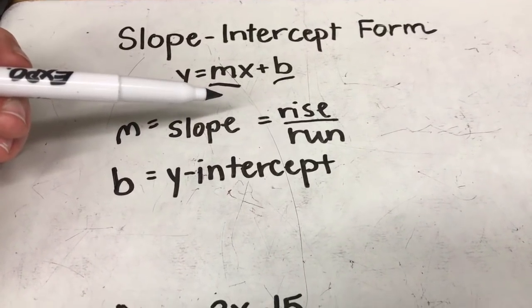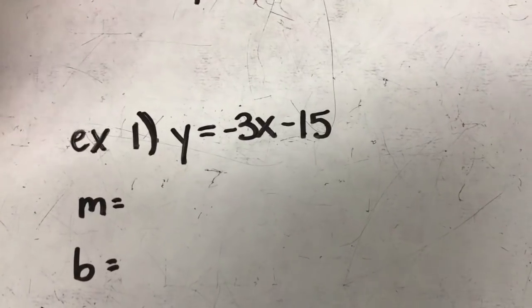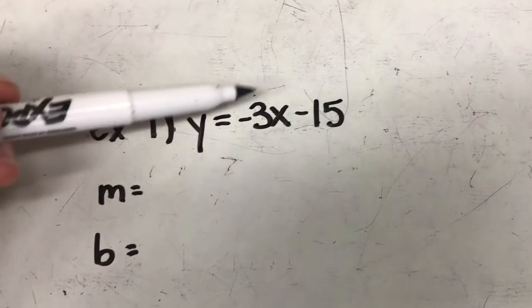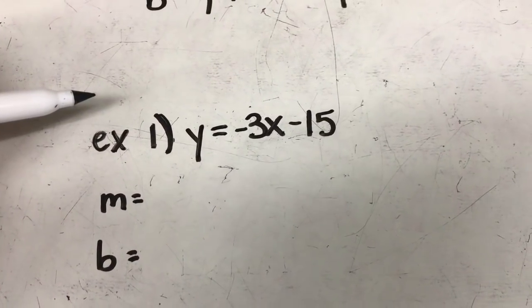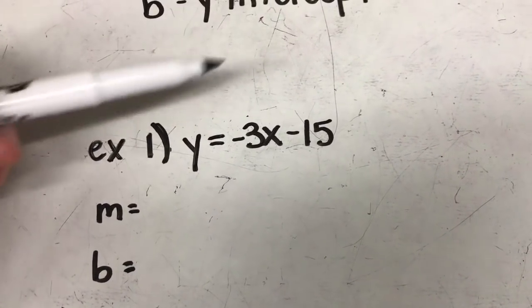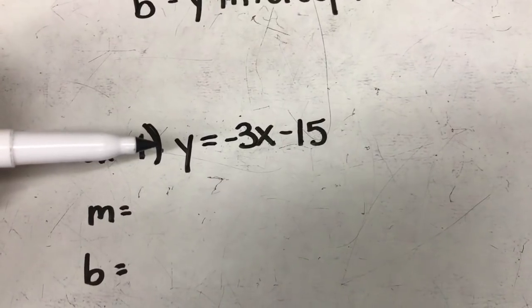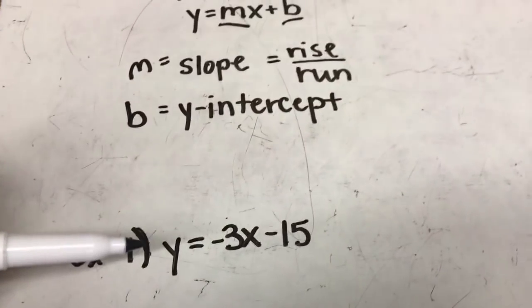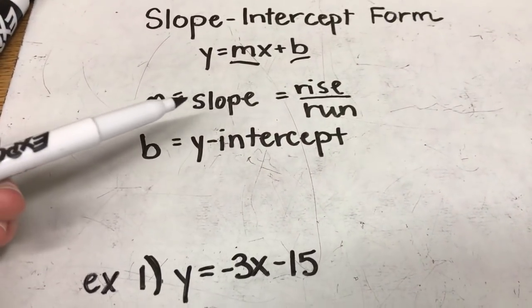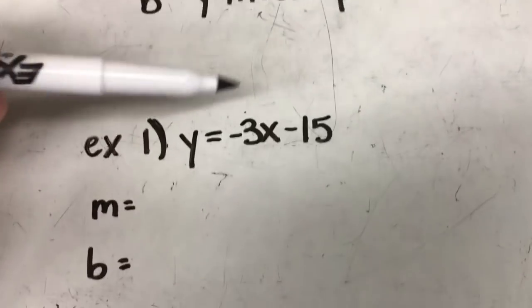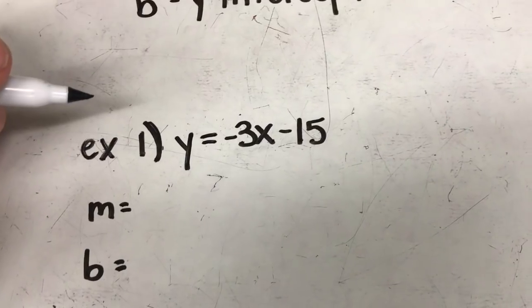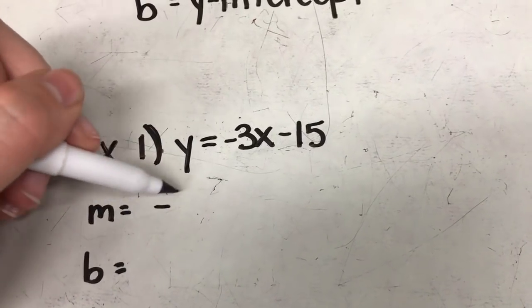So let's try it out. First example, y equals negative 3x minus 15. Where is our slope in this equation? So reminder, our slope is the number attached to x, is our rise over run. In this equation, the number attached to x is negative 3.